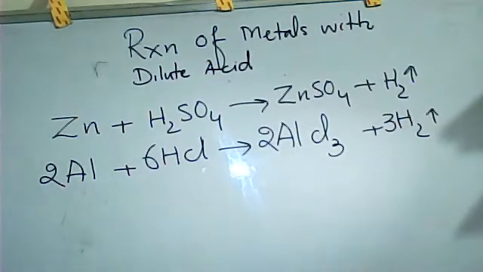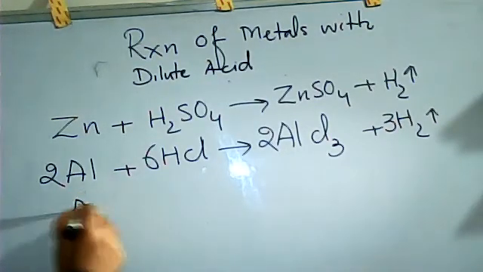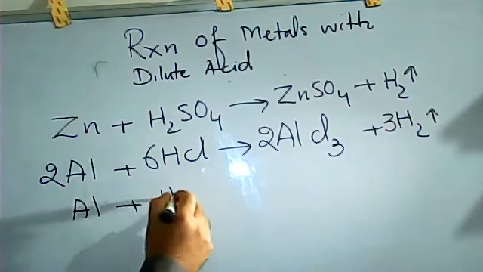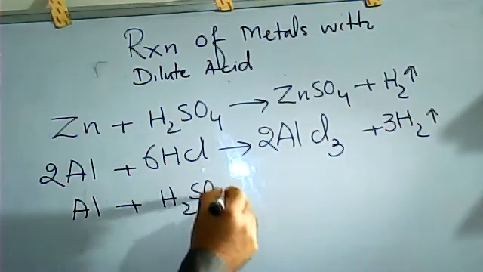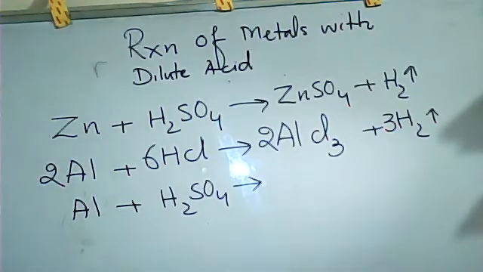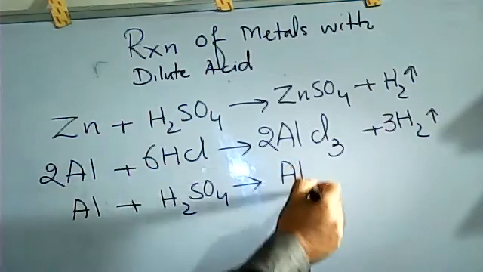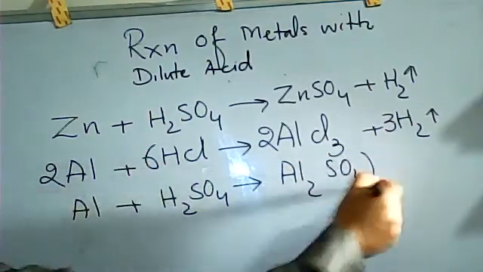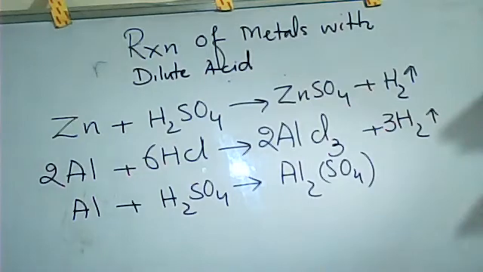Now, the same aluminum is reacted with H2SO4. The product formed will be aluminum sulfate. The product formed will be aluminum sulfate. So we have to make it balanced. So it is SO4 thrice.